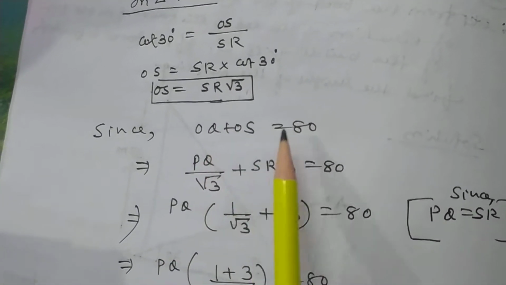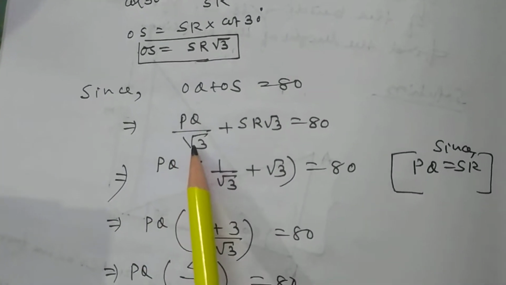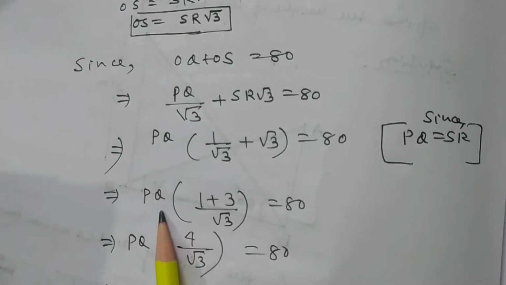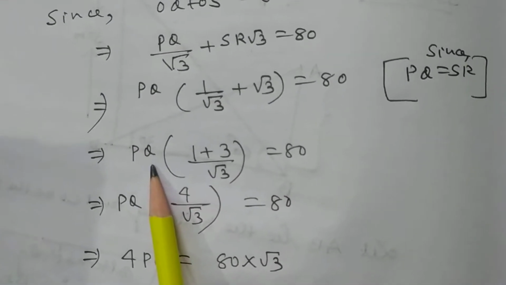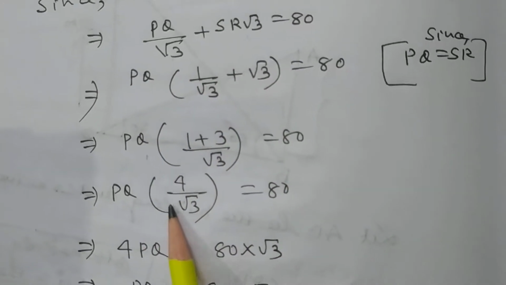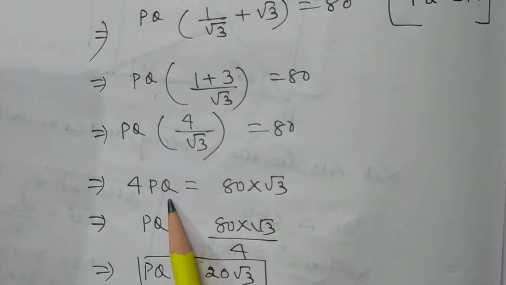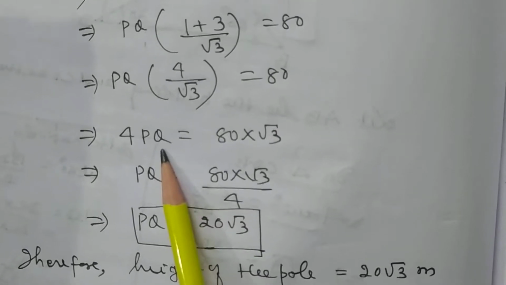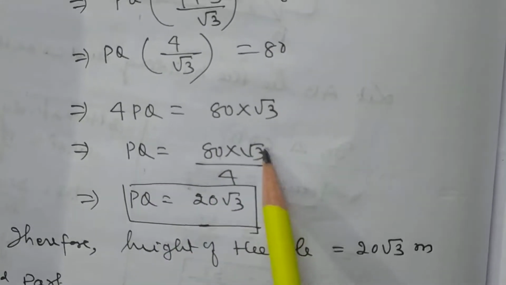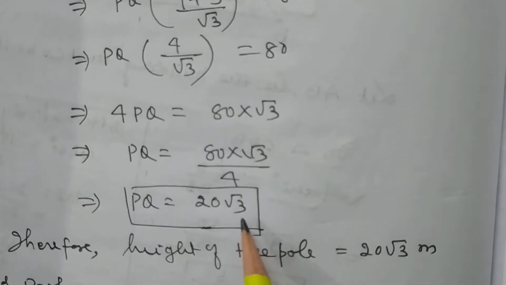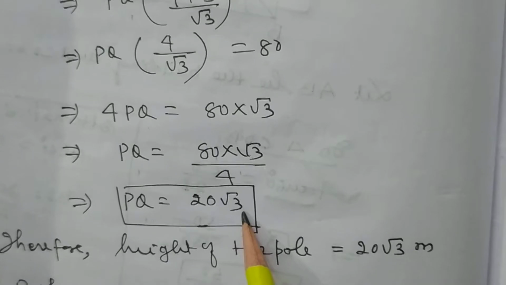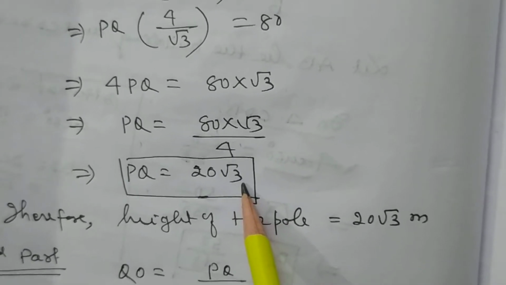Since OQ plus OS is 80, we put here the values of OQ and OS, and we get an equation. Since PQ is equal to SR, we take PQ common. So now, after simplification, we have 4PQ is equal to 80 root 3. PQ is equal to 80 into root 3 by 4. So PQ is equal to 20 root 3. What is PQ? Height of the pole.